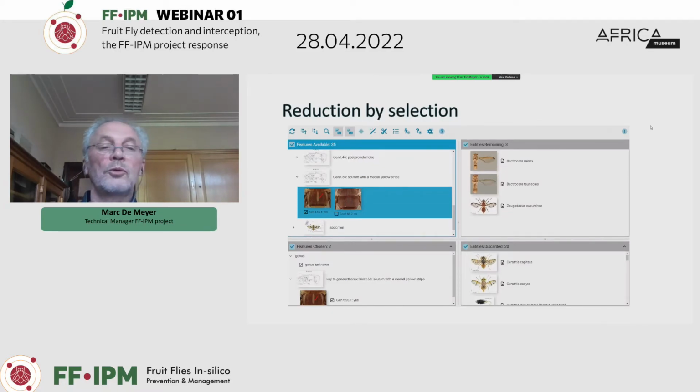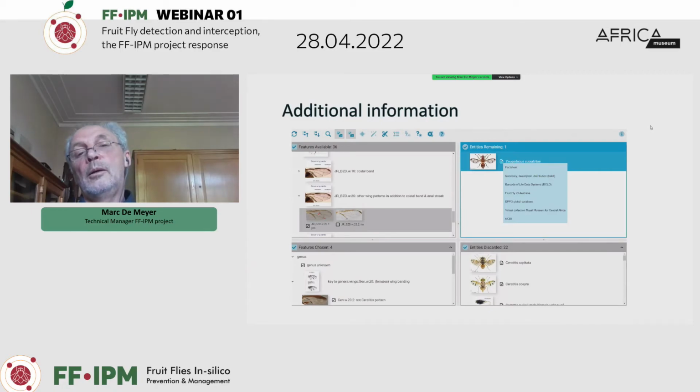So in the top left quarter here, you have the characters you can choose from. For example, this one is about a yellow marking on the body of the fly, if it's present or absent. By saying it's present, you discard a number of entities. We started with 23. If you look at the top right corner, the entities remaining now are 3 species. The ones that are discarded are on the bottom right. So rather than having 23, you now have to choose from 3 species. This way, you slowly, gradually reduce the number of entities until in the end, you end up with a single one. And so it's a much easier way to facilitate the identification by the non-specialist.